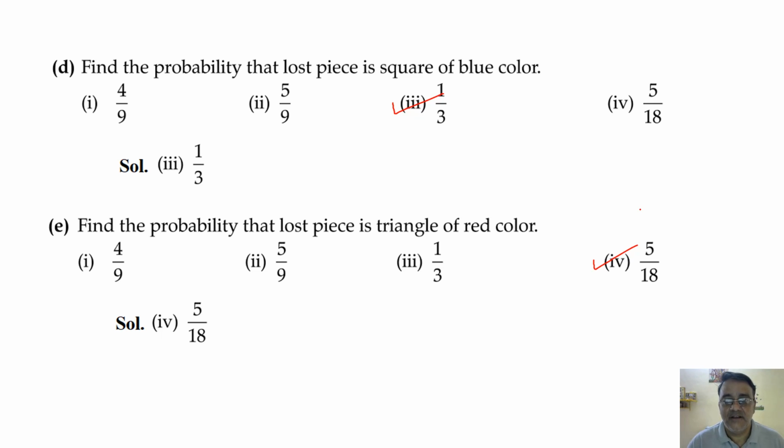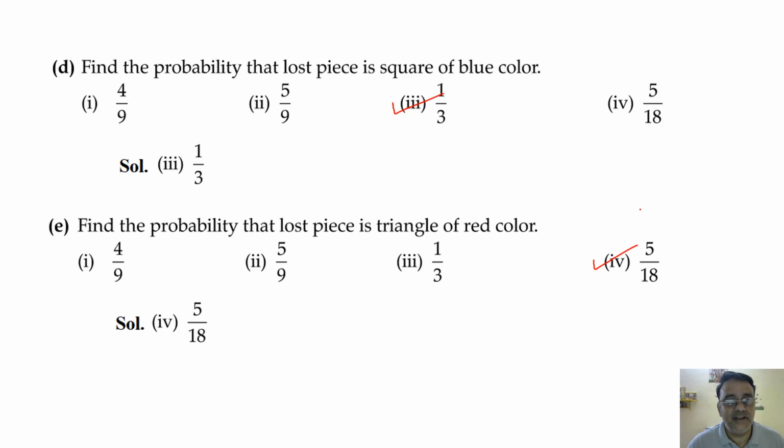Clear? Yes. The lost piece of blue color, it may be a triangle or it may be a square. So there are 9 pieces, so that is also 9 by 18. So you can frame many such questions in this.